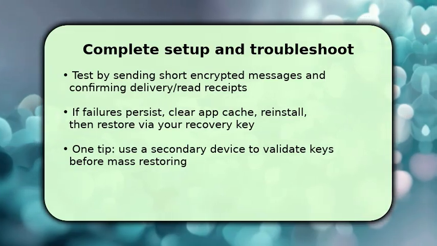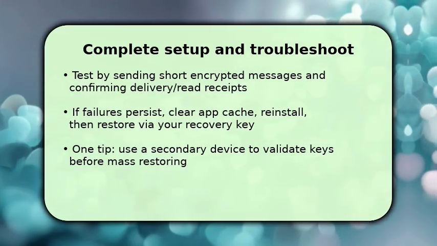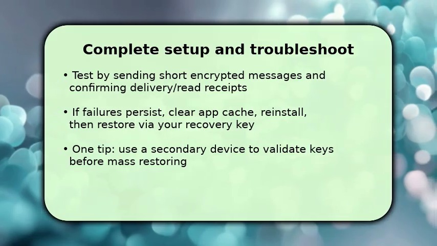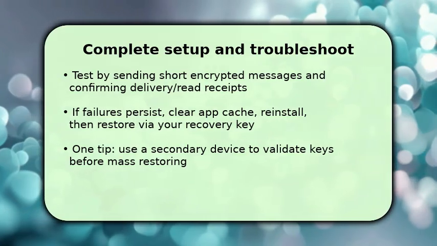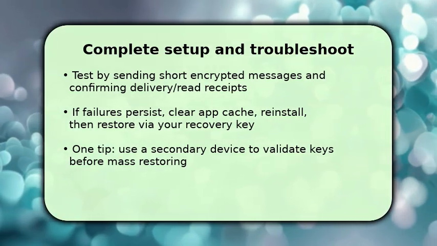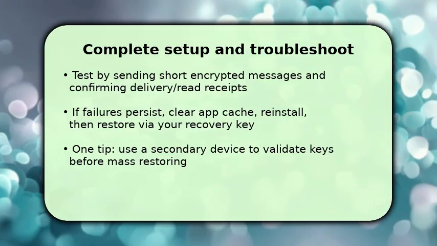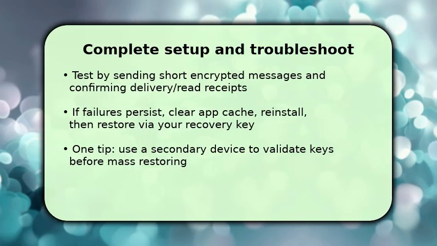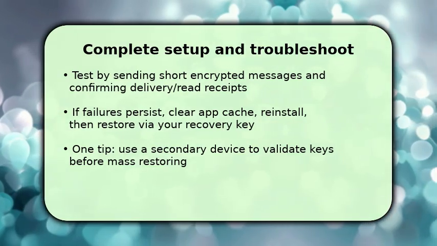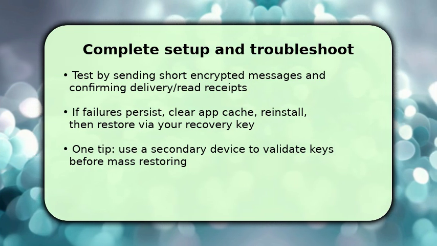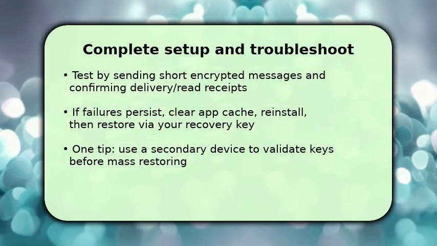If encryption still fails, clear the app cache, reinstall Instagram, and restore using the recovery key or encrypted backup you saved earlier. Make sure to validate keys on a secondary device before restoring large archives so you don't corrupt message history. If problems persist, revoke all sessions and repeat verification. This isolates the faulty device.